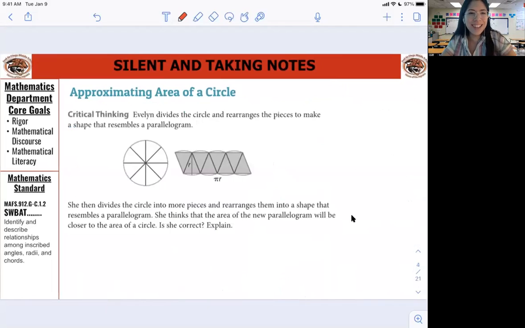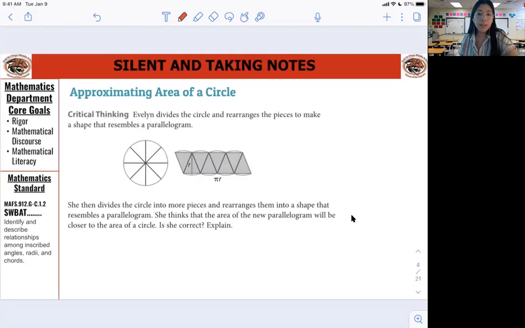Evelyn divides a circle and rearranges the pieces to make a shape that resembles a parallelogram. She then divides the circle into more pieces and rearranges them into a shape that resembles a parallelogram. She thinks that the area of the new parallelogram will be closer to the area of the circle. Is she correct? Explain.